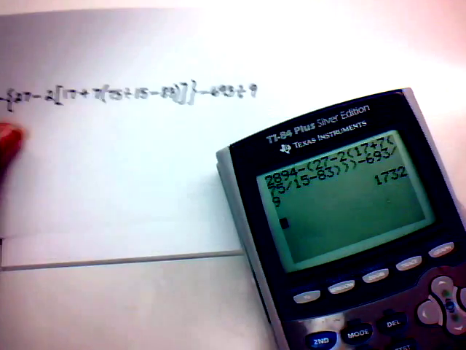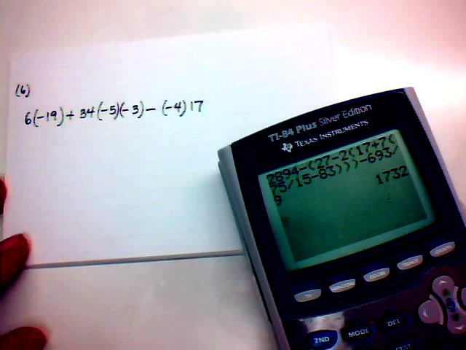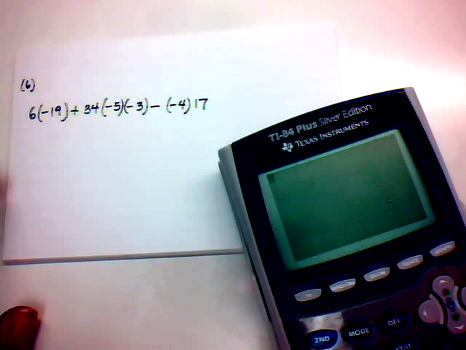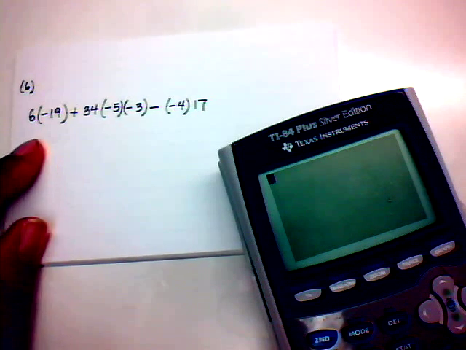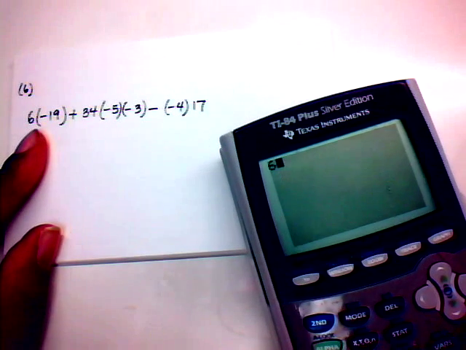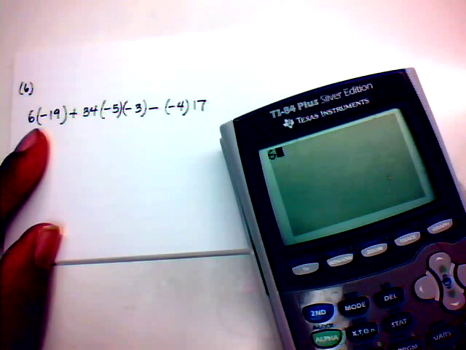Okay. All right, next is this one that has negative signs in it. You can enter this as 6 times negative 19, or you can just enter it exactly as you see it in the video. 6, then left parentheses, negative 19, and then close the parentheses.